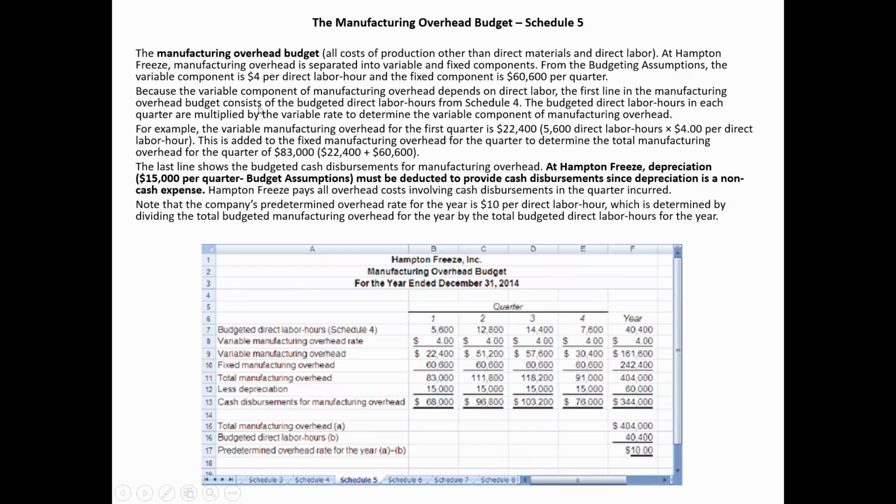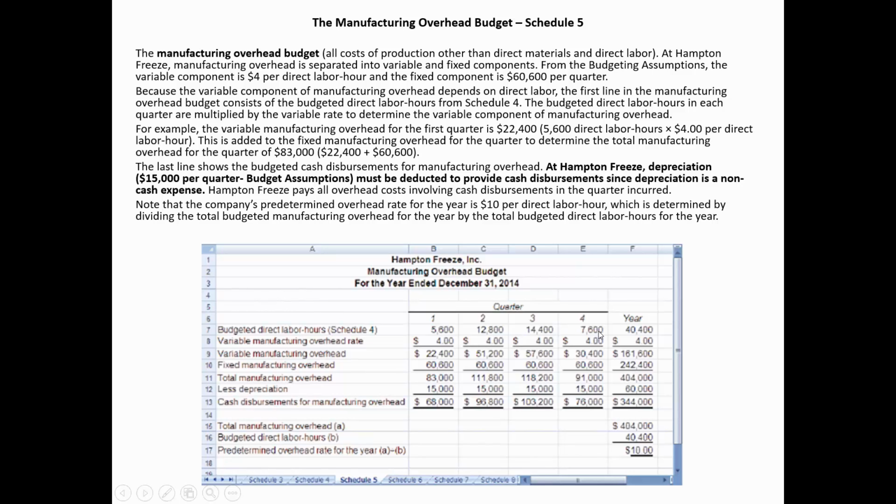Because the variable component of the manufacturing overhead depends on direct labor, the first line of the manufacturing overhead budget consists of the budgeted direct labor hours from Schedule 4. The budgeted direct labor hours in each quarter are multiplied by the variable rate to determine the variable component of the manufacturing overhead. So let me summarize what's in these next paragraphs by showing you what's in the schedule.